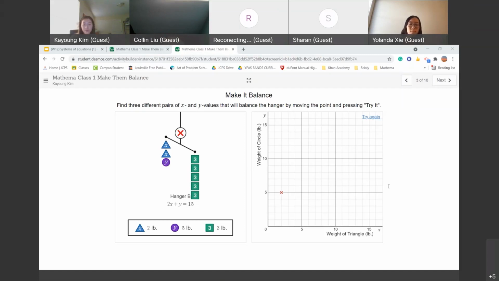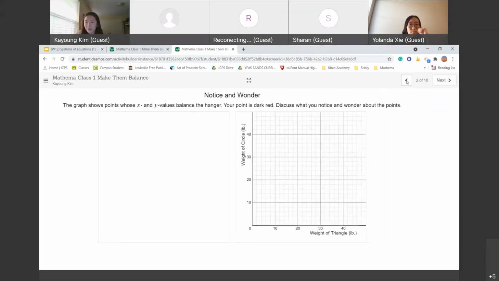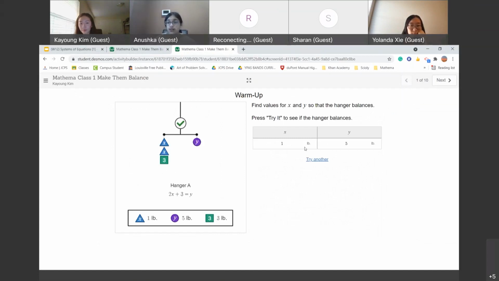Was there an answer for the first one? I didn't get it. For the first screen? Yeah, the one with the two X's, the 3, and then the Y on the other side. Yeah, so this one doesn't have one answer. I could have done a lot of different things, but as long as it balances, it's okay. So like I did 1 and 5, but I could have done 5 and 13, and that would have still worked.